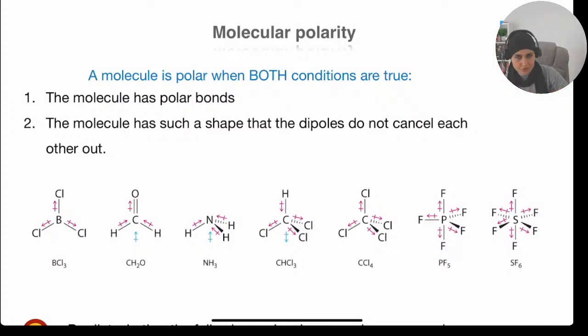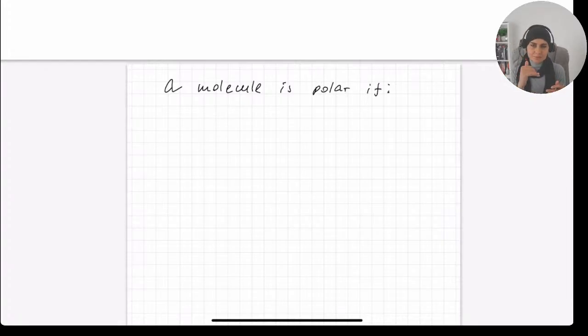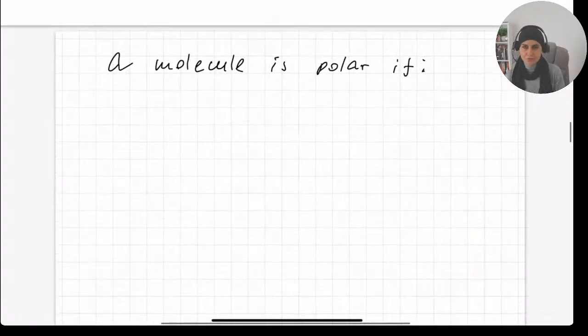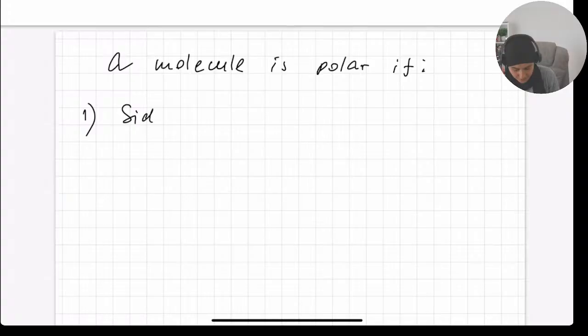So first, should I write it? A molecule is polar if, I'm not even typing it just in case, so that no one thinks it's an official explanation. So, a molecule is polar if side atoms are different.